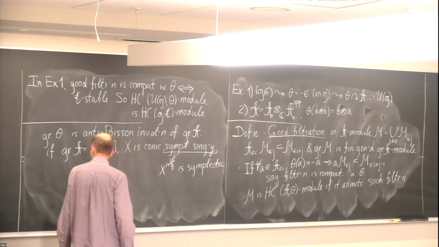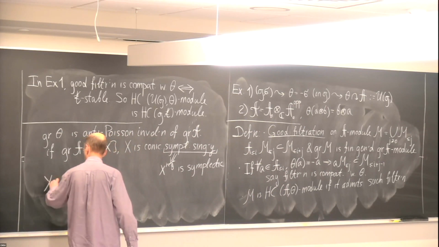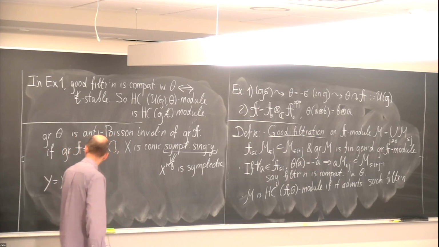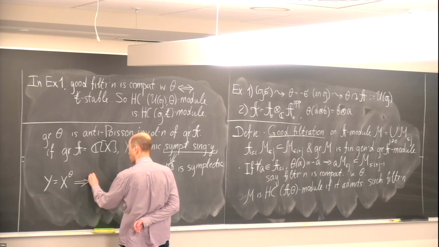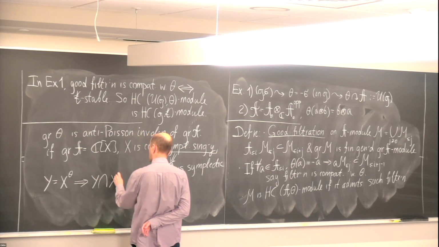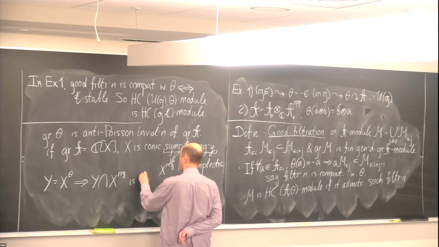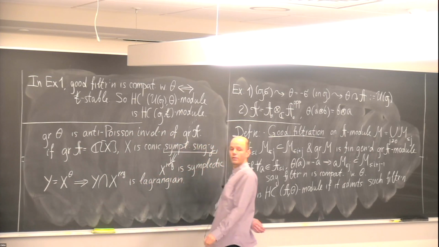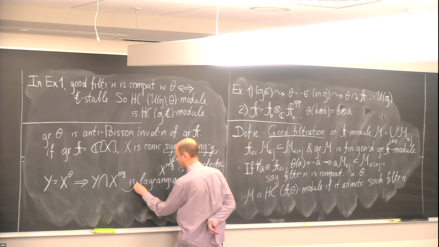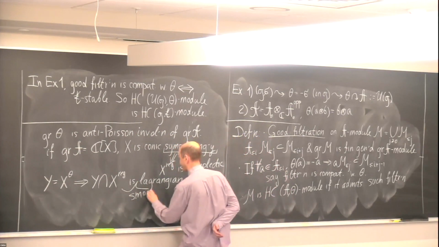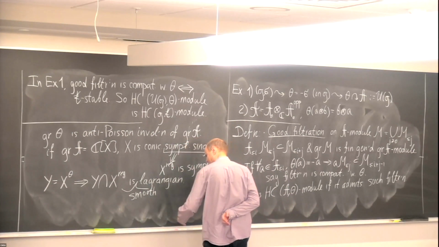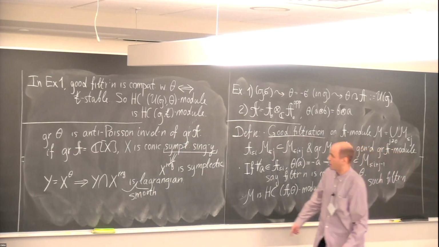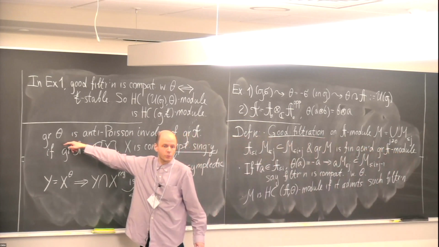And so let me take Y to be the fixed points of theta in X. And then a basic observation is that the intersection of this Y with X reg is just an honest Lagrangian subvariety. So it's a smooth Lagrangian subvariety. It's a consequence of this being an anti-Poisson involution.